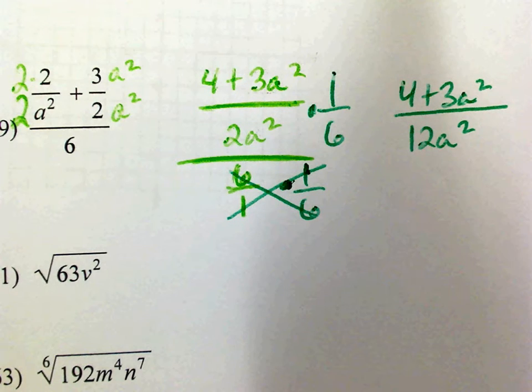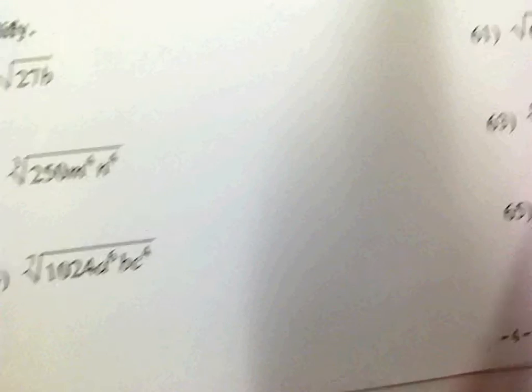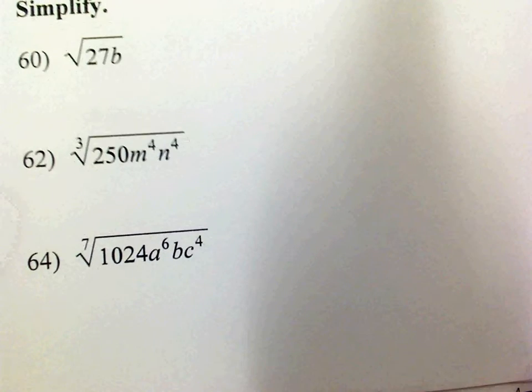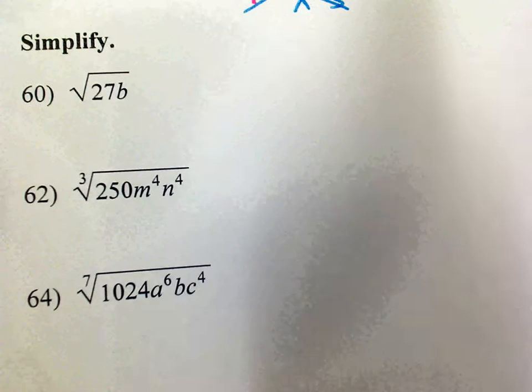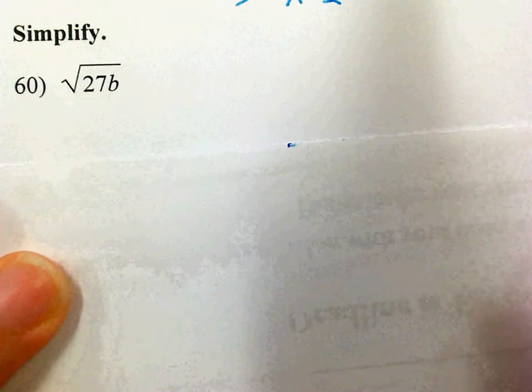Okay, so now let's go to these. If you have your power chart, it'd be nice to go ahead and get it out. Otherwise, I'll write down some notes for you. Okay, square root of 27. 27 doesn't have a perfect square, right? Okay, so what perfect square goes into 27?